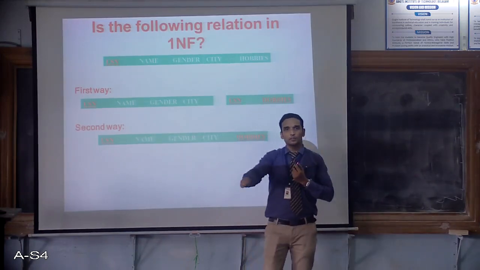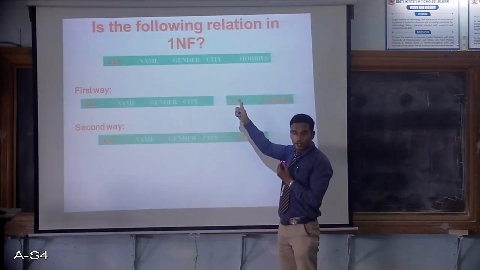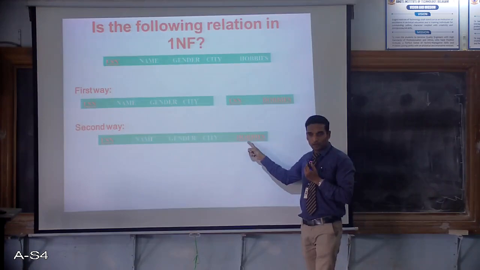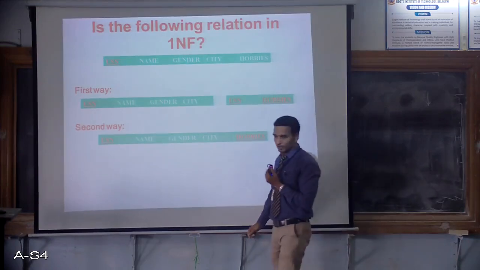For everything there are pros and cons. So here this is the second way. Without decomposing it, what you can do is, you can make the attribute which has multiple values a primary key along with the main key, and you can keep on entering the values.